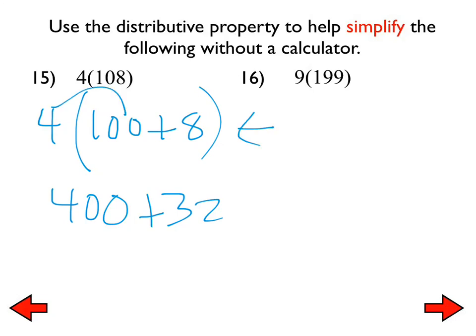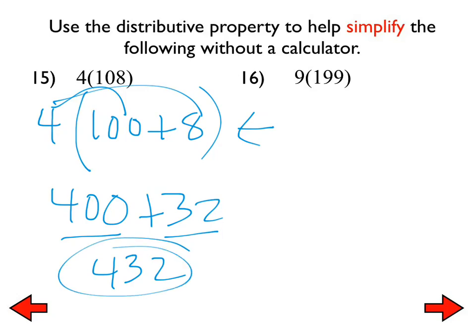This times this is 400. This times this is 32. And obviously, 4 times 108, or 4 times the quantity of 108, is 432. Now, this is one where maybe addition is by far the easiest. And sometimes it is. Okay? All right, everybody do number 16.